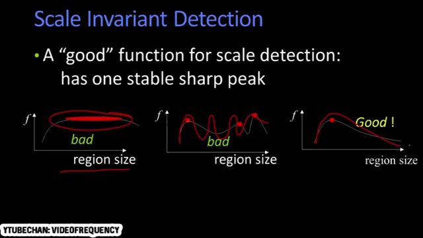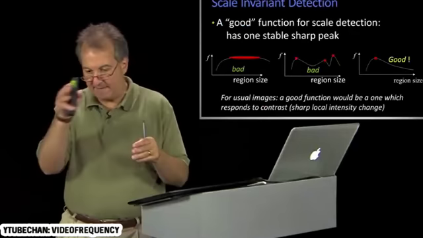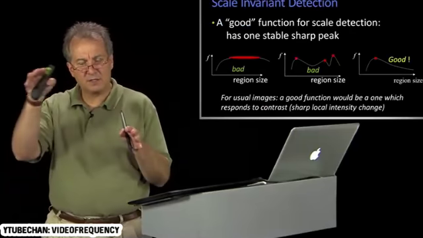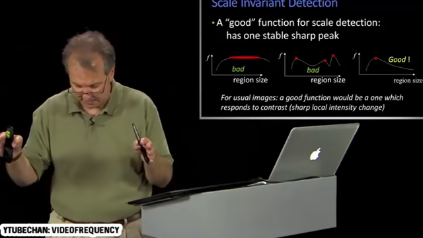So for the functions that people use, what you want is one that responds nicely to contrast, right? Because the idea is, you're going to have edges at some scale. Oh yeah, remember that? So edges occur at some scale. And if you were operating at the right scale, you'd get this nice sharp contrast.